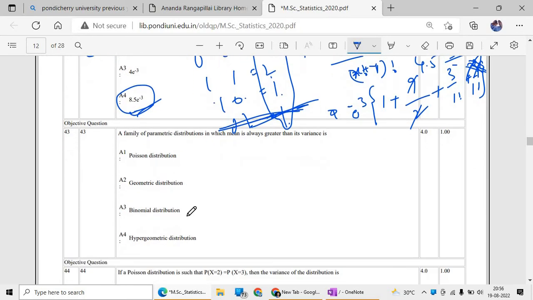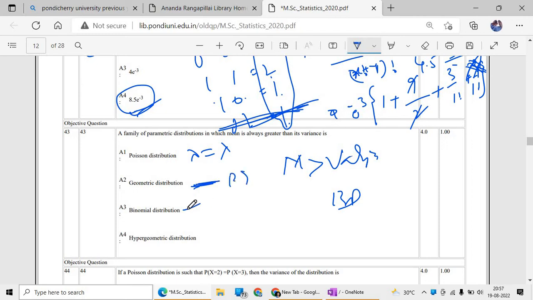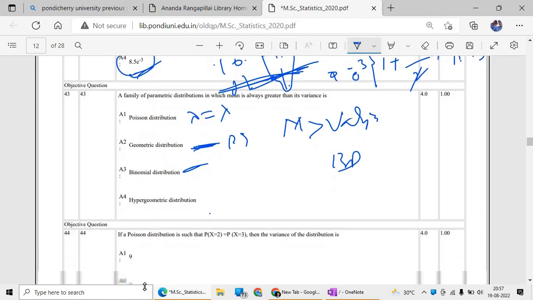A family of parametric distributions in which mean is always greater than its variance. Mean greater than variance in which distribution? Binomial distribution. Here we cannot say, it will be based on p and q, but it is always mean greater than variance.